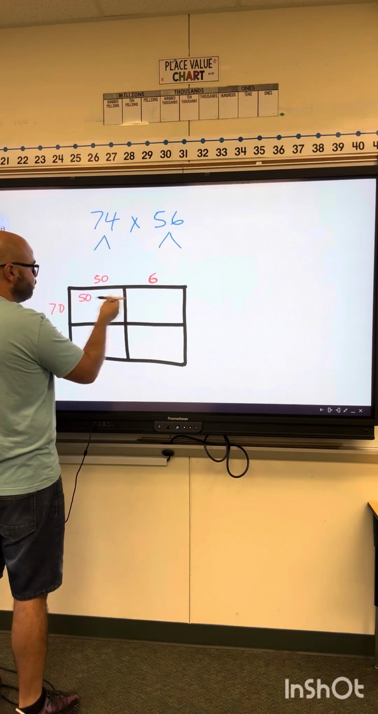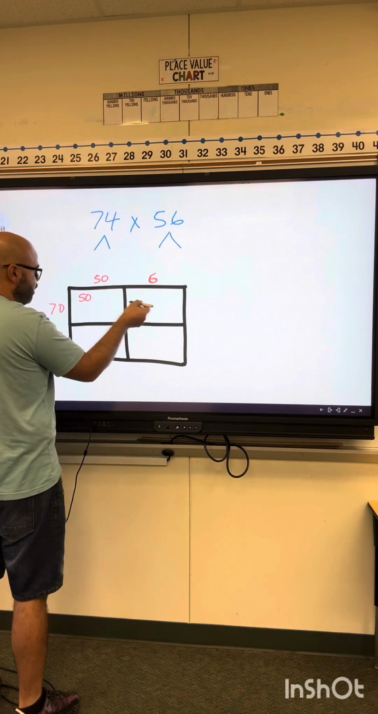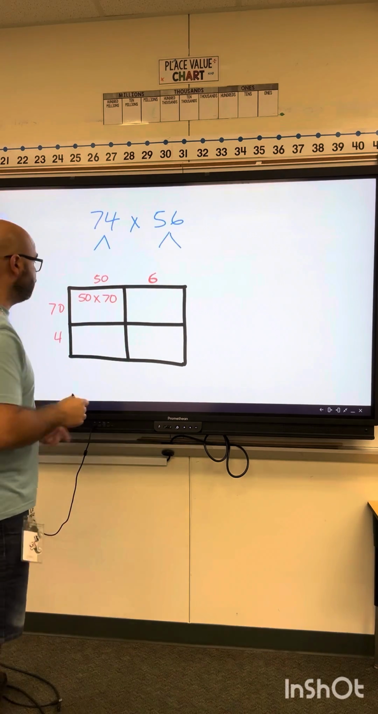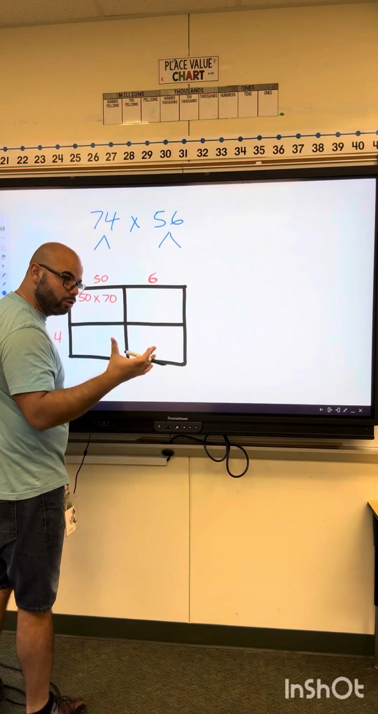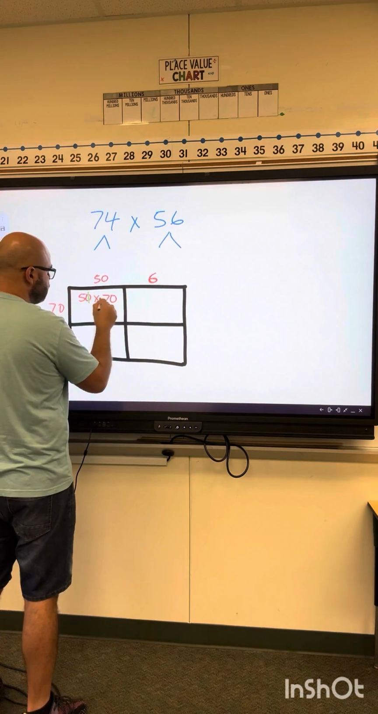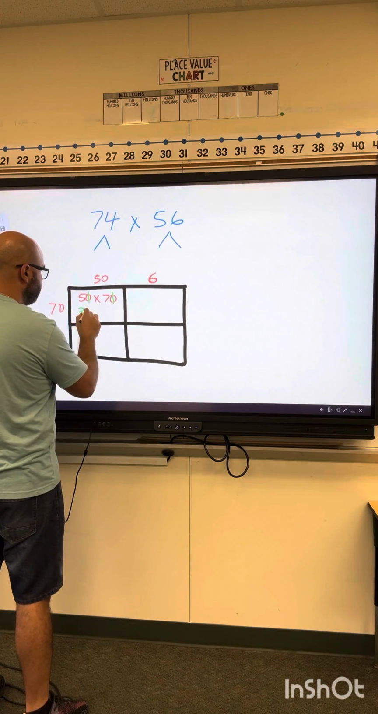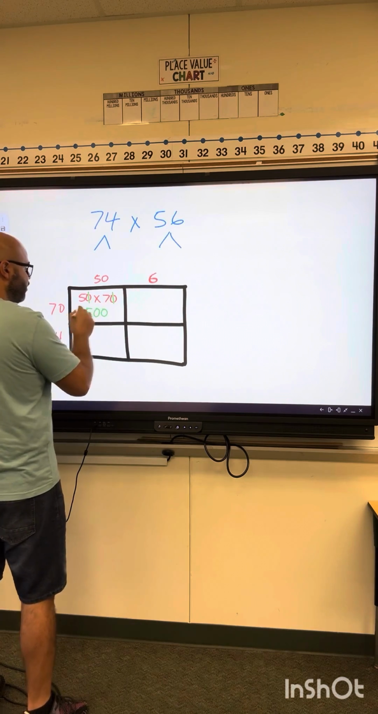Side by side. You're in this box again. Side by side, what number am I touching? 70. So 50 times 70. Okay, and this is where you would use that zero strategy, right? Where you take out the zeros and put them back in. You take out the zeros. 5 times 7 is 35. Put the zeros back in there. You have 3,500.